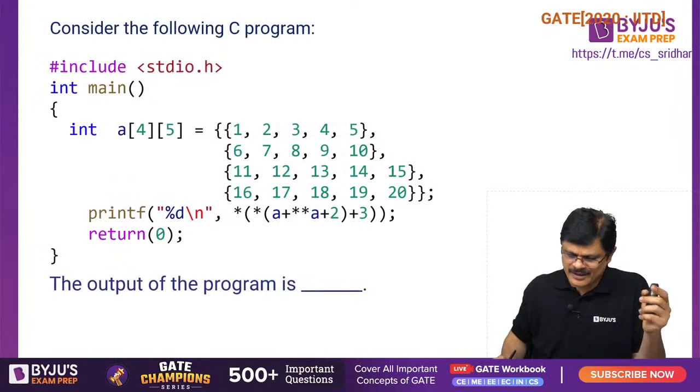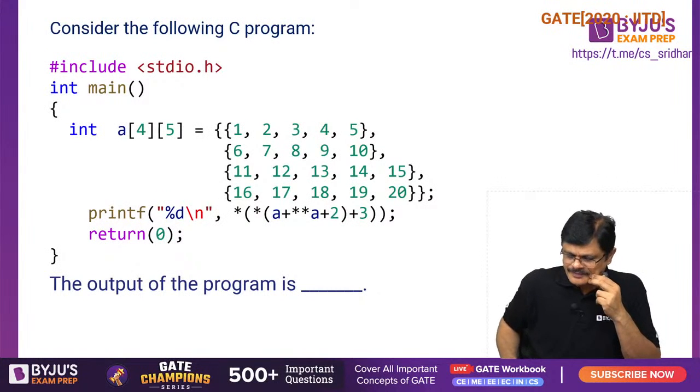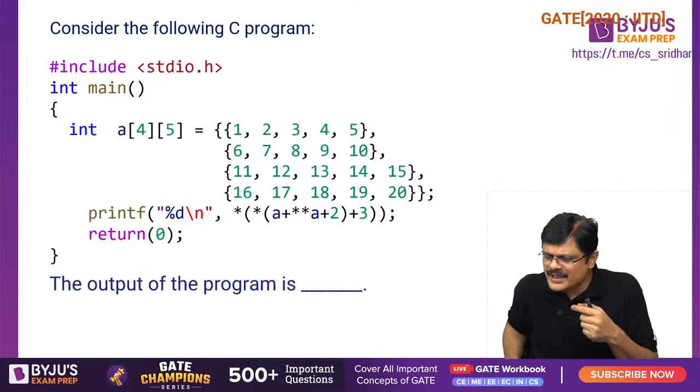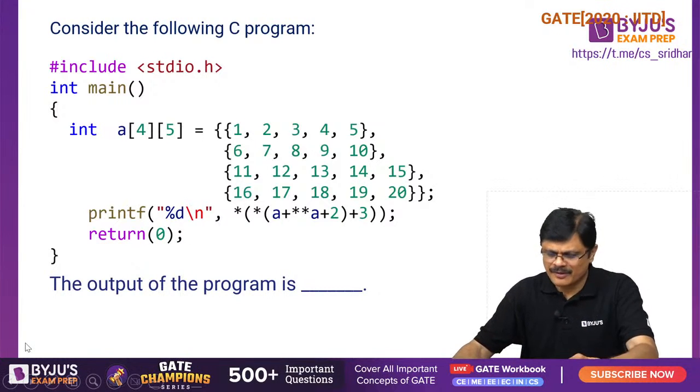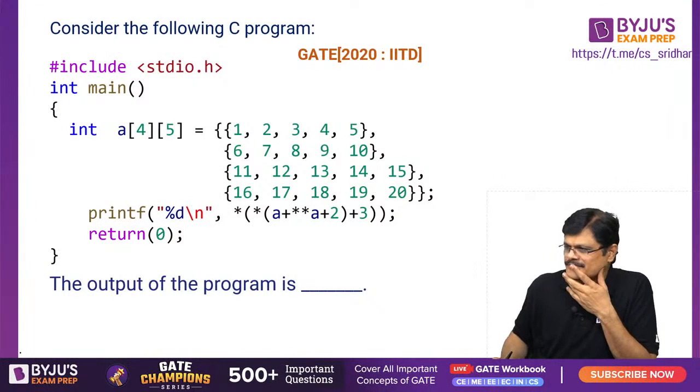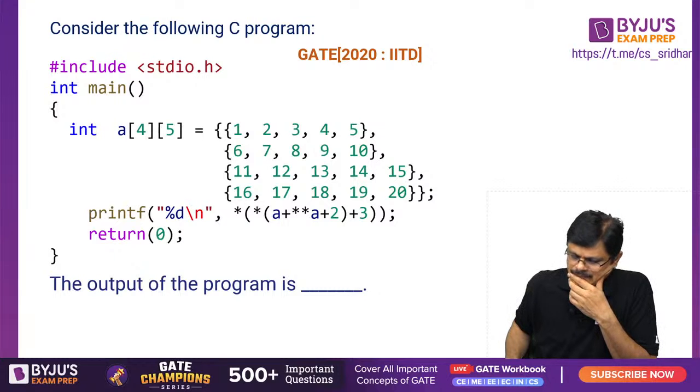Very good. Try this problem, sir. Now this kind of problem should not trouble you. I think it is a GATE 2020 IIT Delhi question. Even here there is a small problem. This has gone up, make it here. Yeah, now it's good. Answer this.